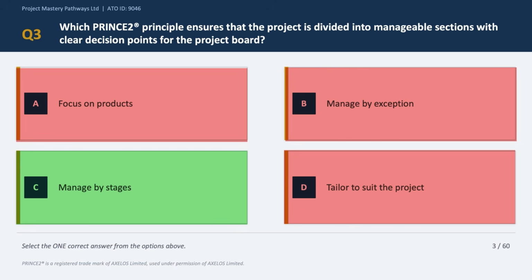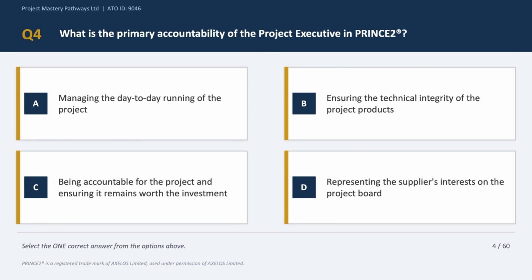So the project is broken into manageable stages, each with a formal decision point at the end. So you can think of it as a series of go or no-go gates throughout the project. So the correct answer is option C. So the next question, and this is a role accountability question. Now note that the question asks for the primary accountability of the project executive.